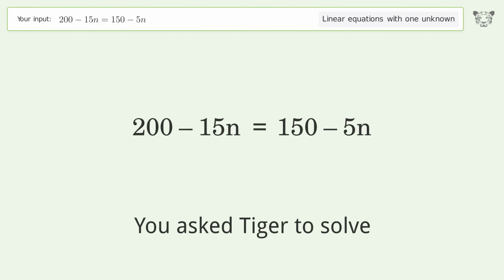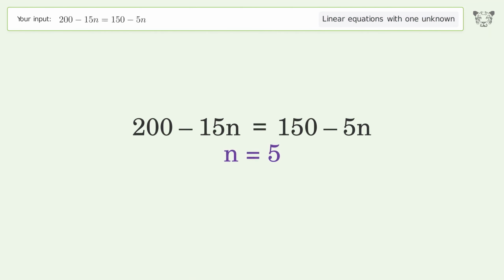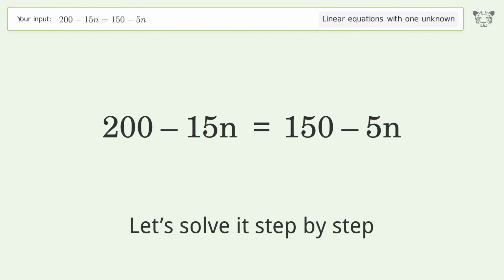You ask Tiger to solve this. This deals with linear equations with one unknown. The final result is n equals 5. Let's solve it step by step.